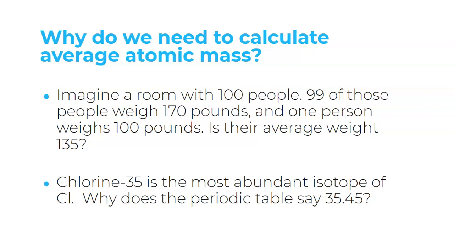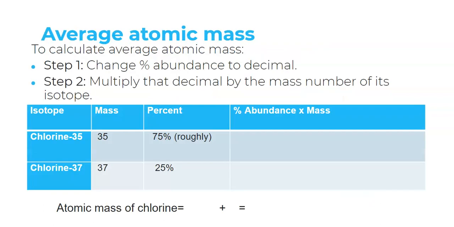So we're going to see the same thing with isotopes. Remember we talked about how chlorine had two isotopes, 35 and 37. The periodic table doesn't say that the average is 36. It says 35.45. And that's because chlorine 35 is more abundant, so it pulls the average closer to itself. So I want to show you how to calculate average atomic mass.